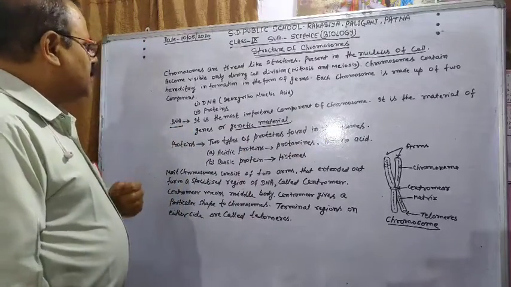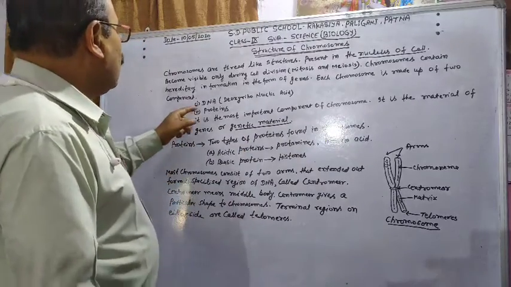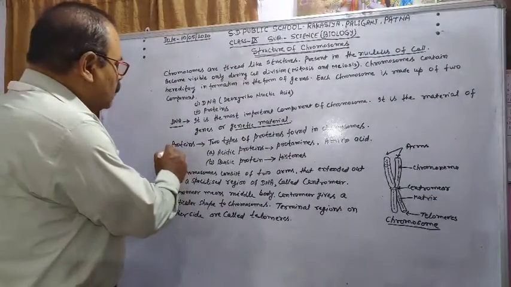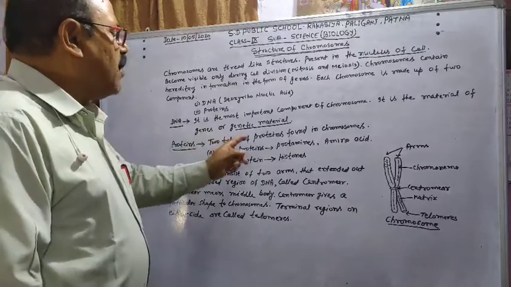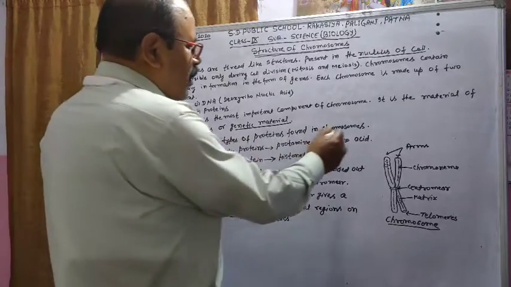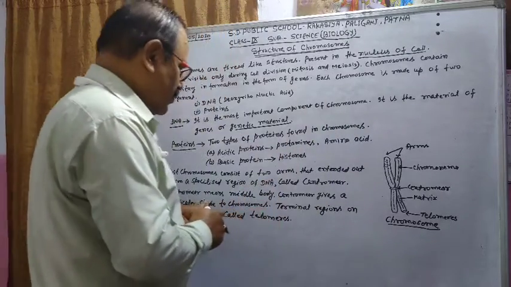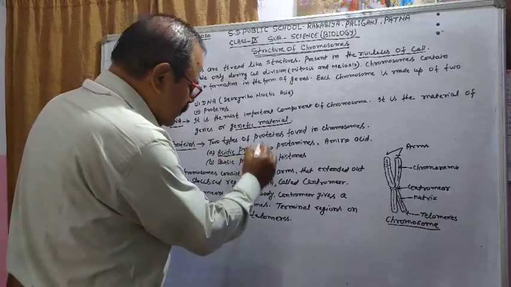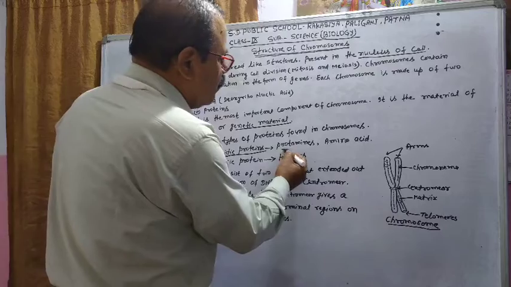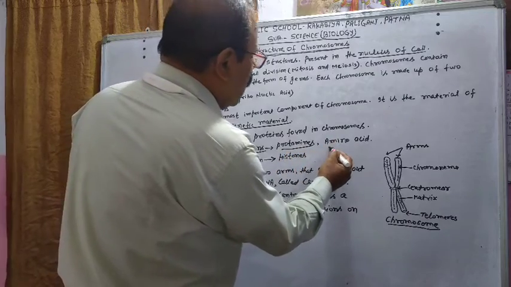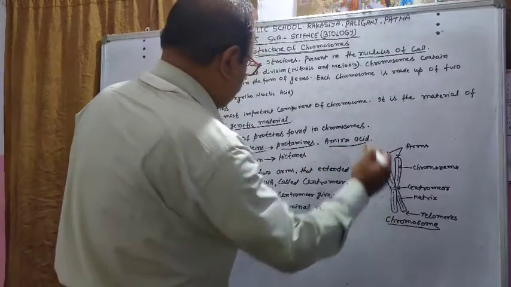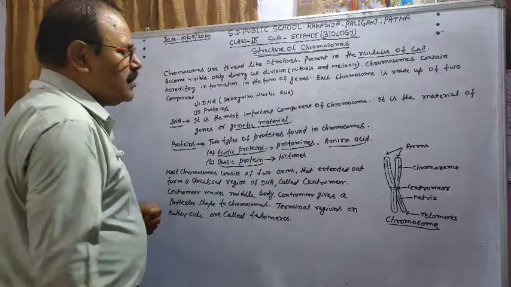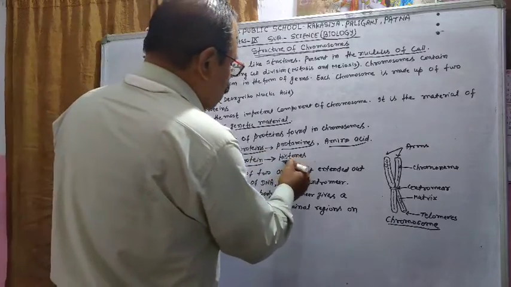Second component, protein. Two types of protein are found in chromosomes. First, acidic proteins, such as protamines, made of amino acids. Second, basic proteins, histones.